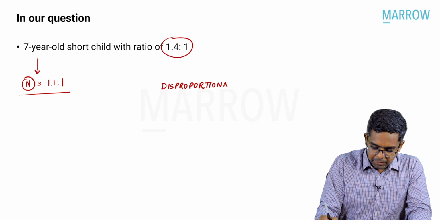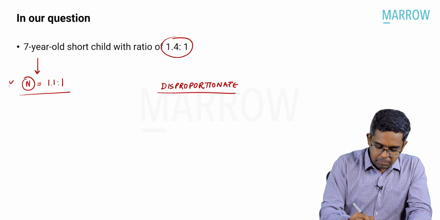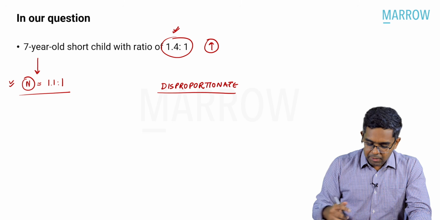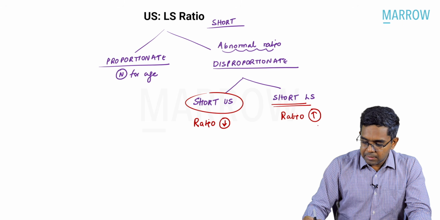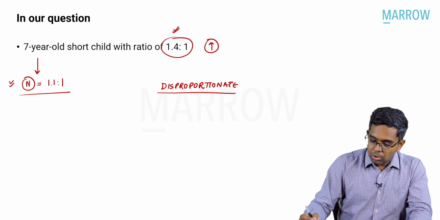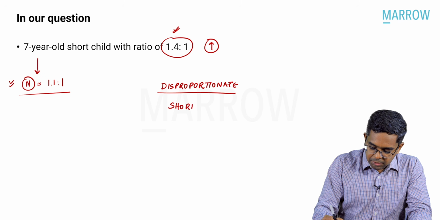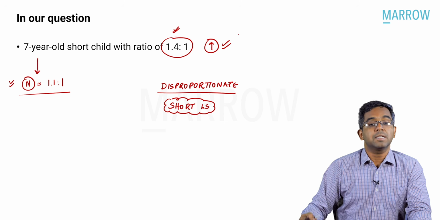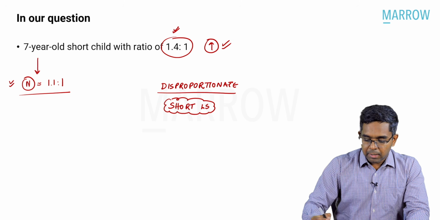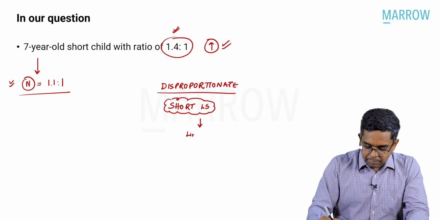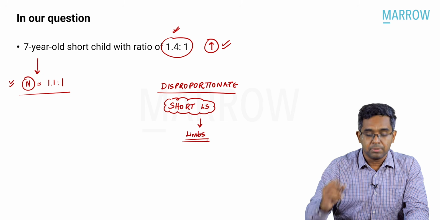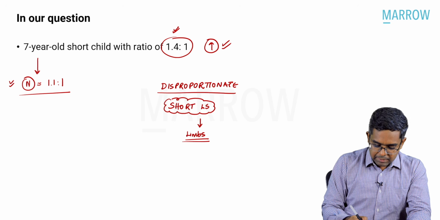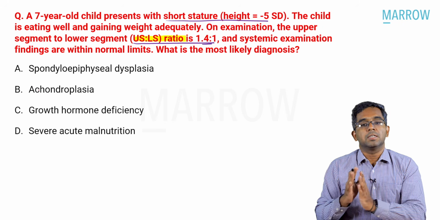Disproportionate short stature. Fine. And also compared to this normal ratio, the child's ratio is showing an increased ratio, right? And if I go back to that previous one, what does this increased ratio tell you? It's a short lower segment short stature, correct? It's a short LS because the ratio is increased in this particular child. And lower segment is represented by the lower limbs. So some sort of problem related to the limbs only should have caused the short stature in this particular child. So now let us see the options.